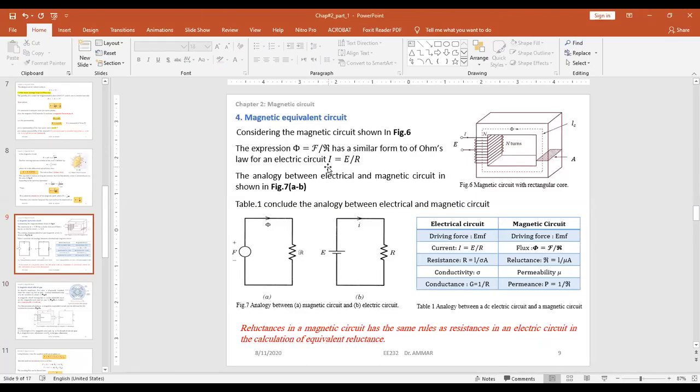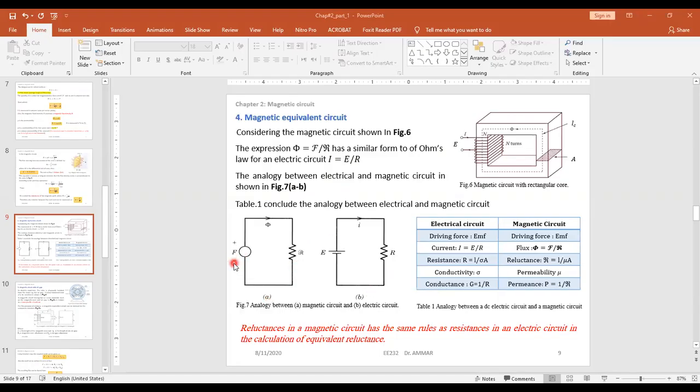Okay, so the magnetic equivalent circuit. Considering the magnetic circuit shown in figure number 6, the expression phi equals F over R has a similar form to Ohm's law, our Ohm's law, I equals E over R. So the analogy between electric and magnetic circuit is shown in the figure.